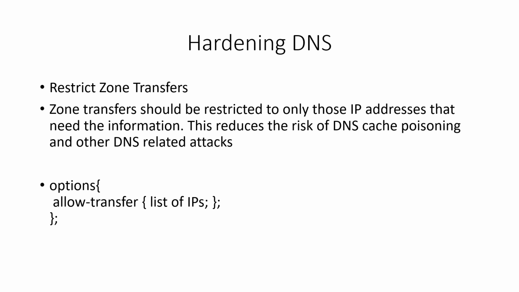So the first hardening of DNS would be to restrict zone transfers. Zone transfers should be restricted to only those IP addresses that need the information. This reduces the risk of DNS cache poisoning or other DNS related attacks. So what you would do, you'd go to the options menu, you would go to allow transfer, and then list the IPs that you want to have access to the DNS.